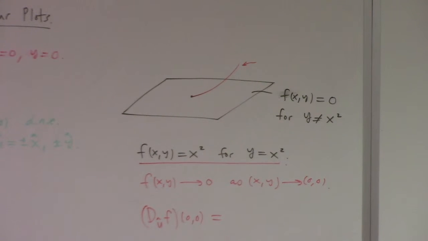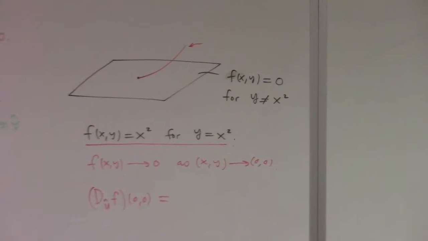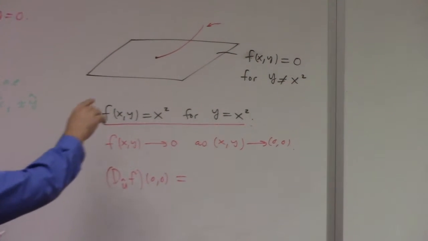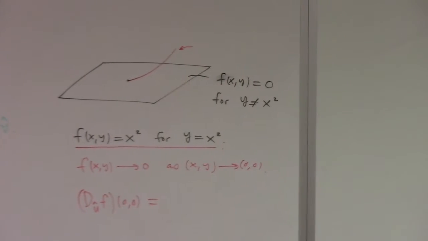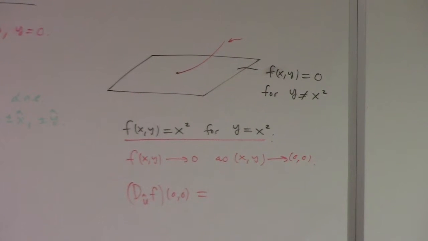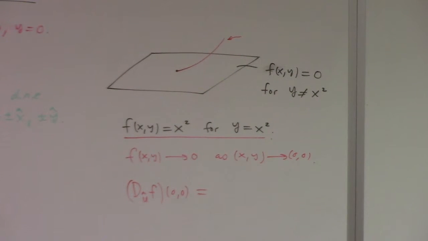No matter what u hat is, even this one hair that's kind of sticking out here, it doesn't matter. It's got a horizontal tangent, right? It has slope 0 even if you look at that piece of it. In short, all the directional derivatives are what? 0, yeah.